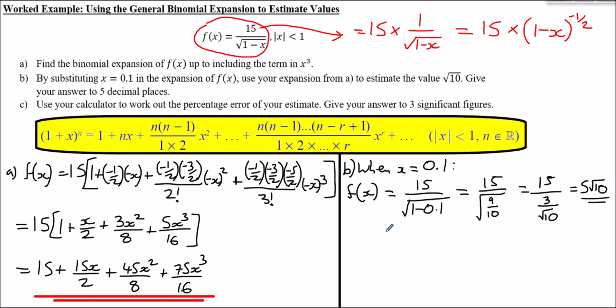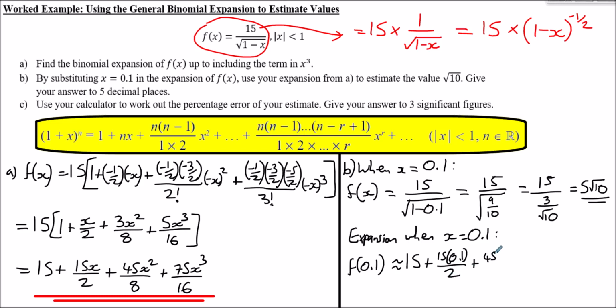And also, from the expansion, if we put x is 0.1 into the expansion, we get f of 0.1 approximately, because obviously this is an infinite expansion, 15 plus 15 lots of 0.1 over 2, plus 45 lots of 0.1 squared over 8, and then 75 lots of 0.1 cubed all over 16. And so let's see what this gives us.